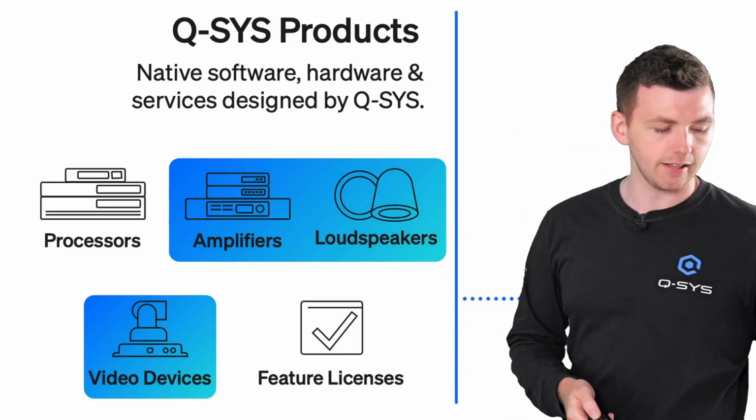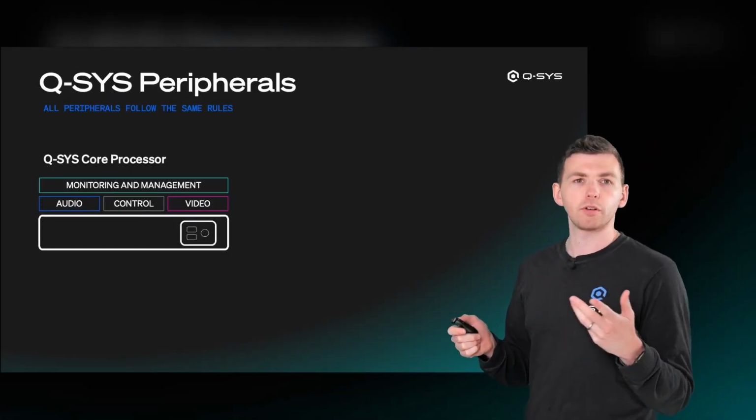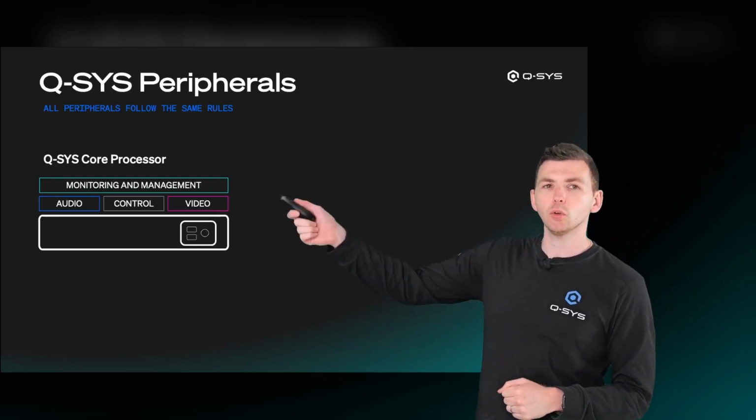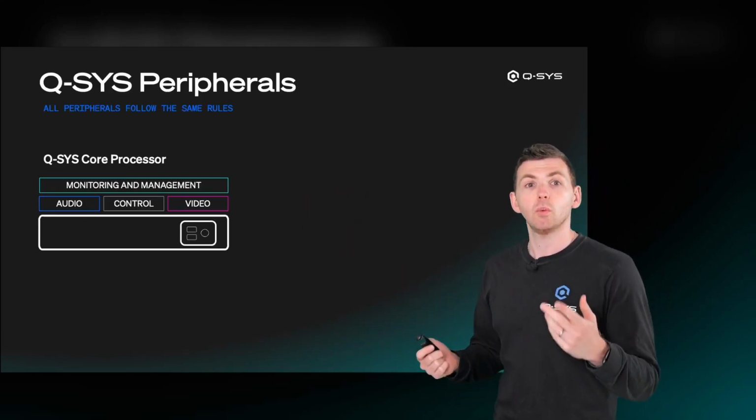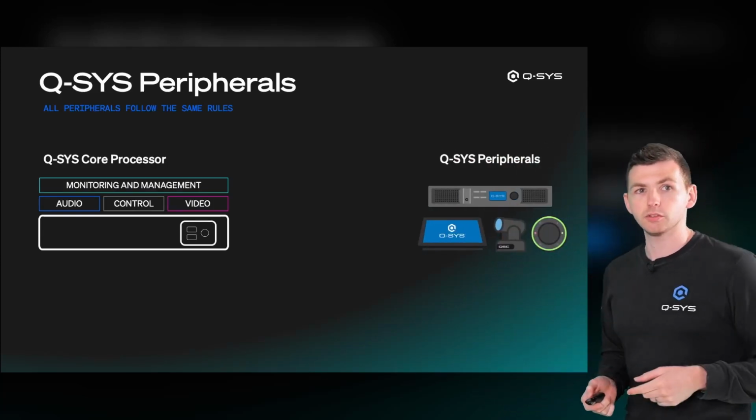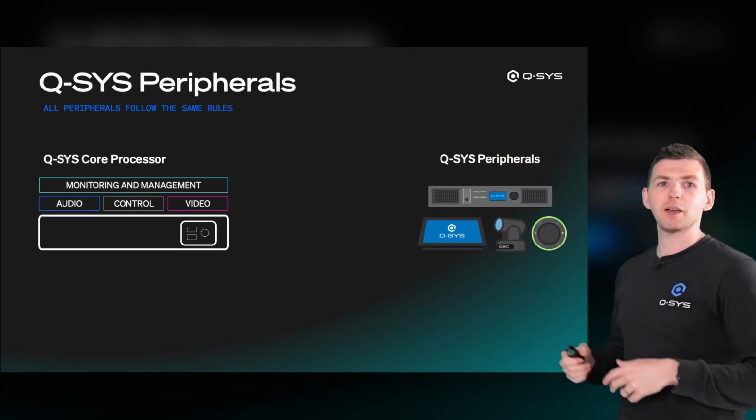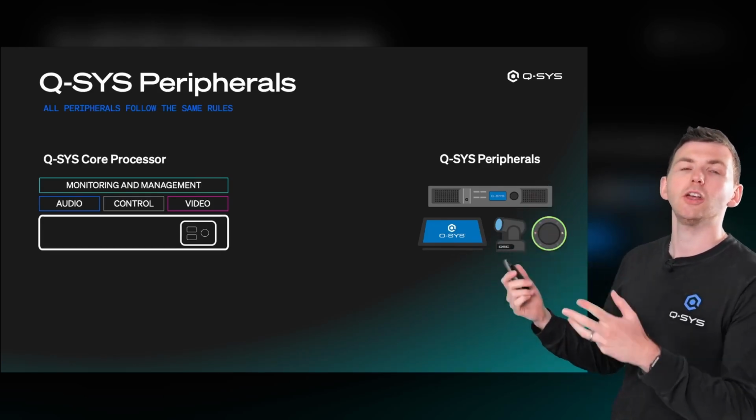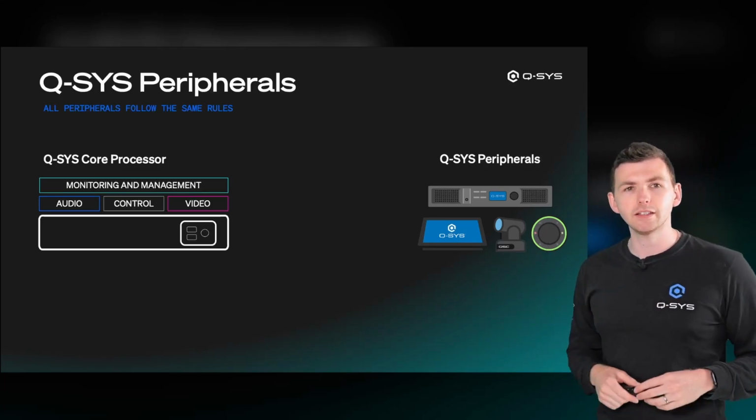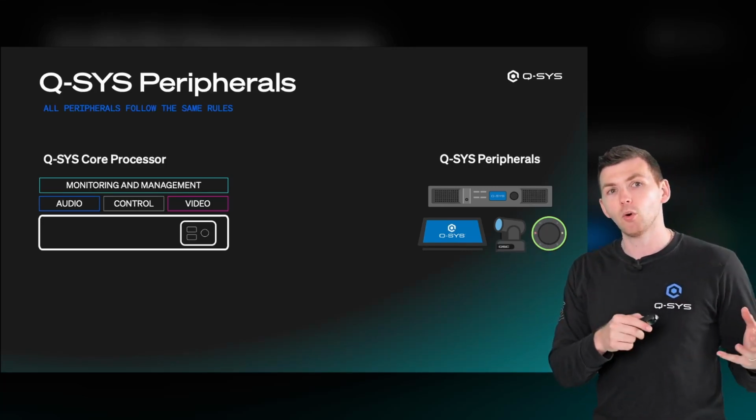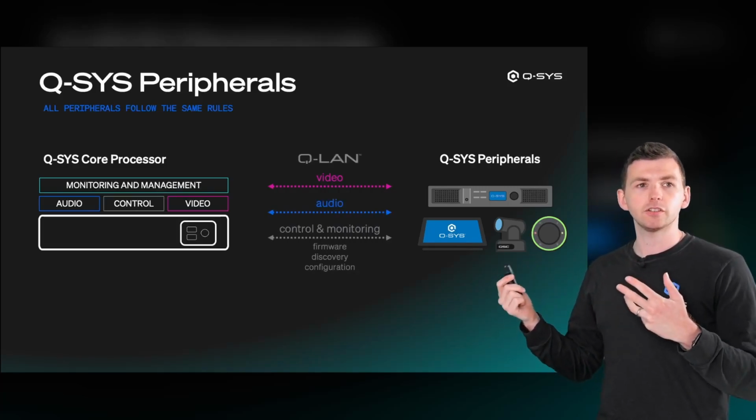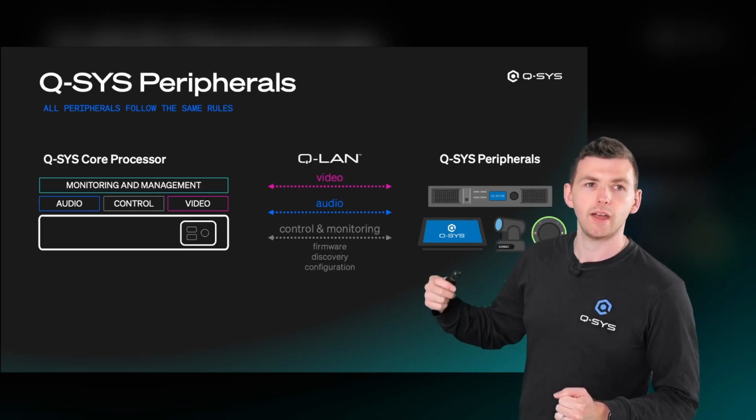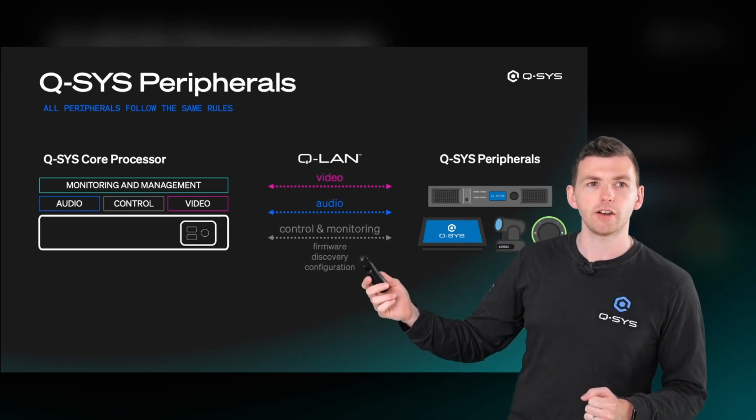Let's look at that in a bit more detail here. So if you think about our core processor, what is that doing? Well, it's doing the audio, video, the control processing, and it's also doing monitoring and management. Well, monitoring and management of what? Well, that's where the Q-SYS peripherals come in. And here I've just thrown in a bunch of different things, right? We've got an amplifier, we've got a touch panel, we've got a camera, we've got a microphone. We're going to learn all about that later on, but these are all native Q-SYS peripherals, which means that the core talks to all of them, manages all of that traffic, and even down to the control and monitoring here, it's managing their firmware, device discovery, device configuration, okay?